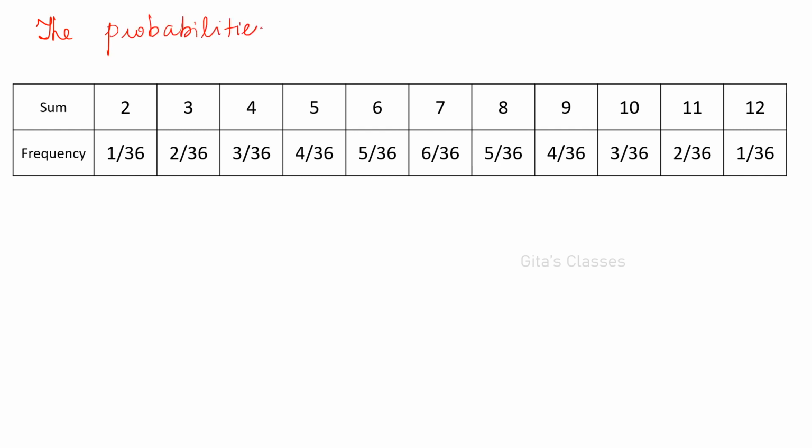Already we have done one problem like this. The probabilities of getting sum 2, 3, 4, etc. up to 12. What are the probabilities? 1 by 36, 2 by 36, etc. In the previous paper also I have explained a similar question. So you can go through that if you want.